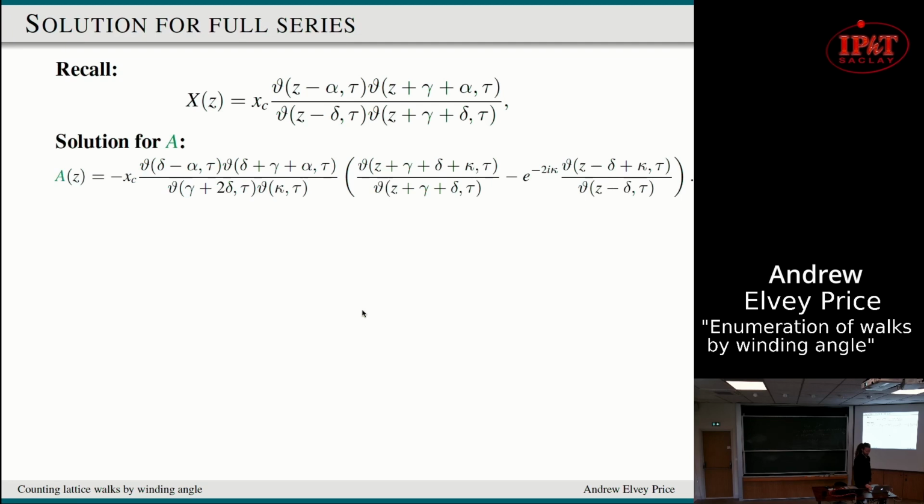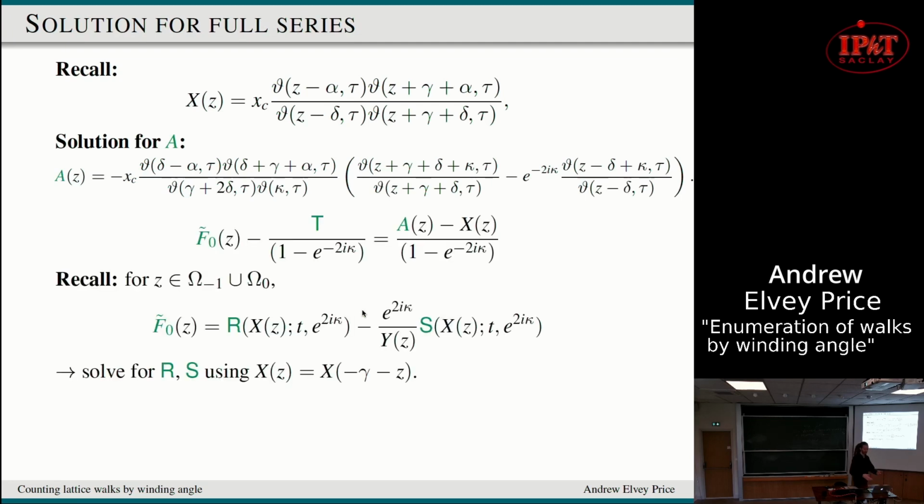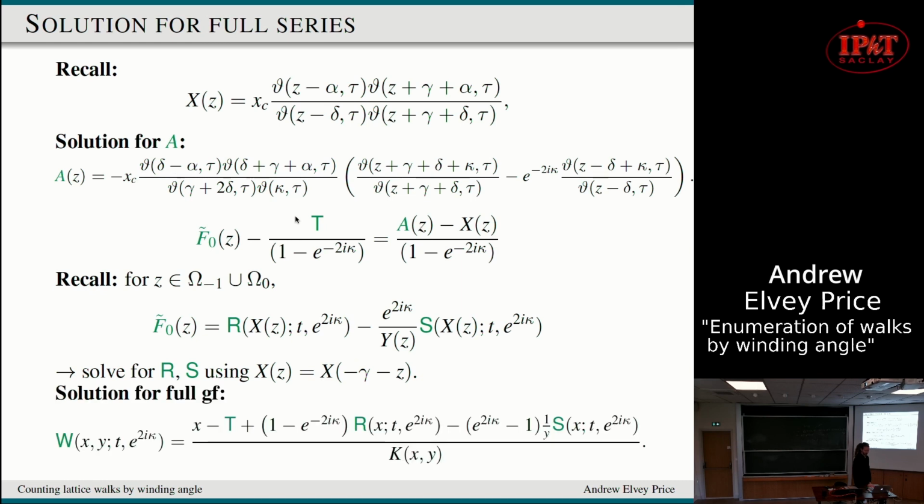So anyway, we get this exact solution for this thing A of z, which was related to various things including the generating function at the start, and we can essentially move back. Now that we have this exact expression for A of z, that gives us an exact expression for F0, which was the flux over a line, which gives us exact expressions for R and S, the series for rising and falling walks that I described before. And then the full generating function is in terms of them. So in the end, it's a fairly complicated expression, but it's exact.